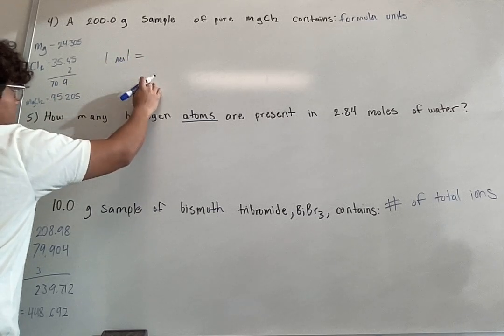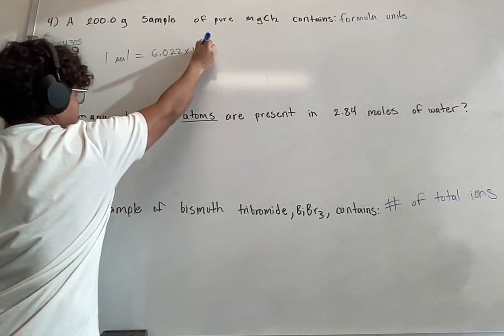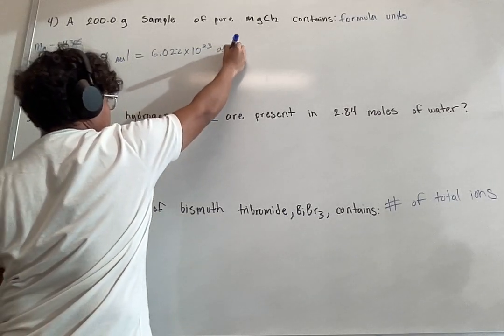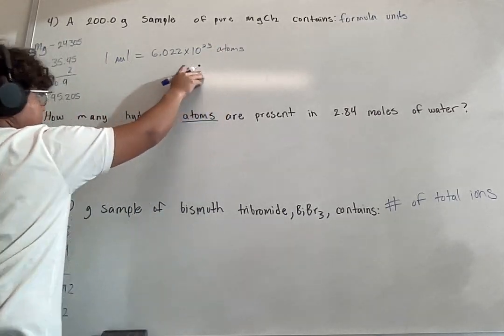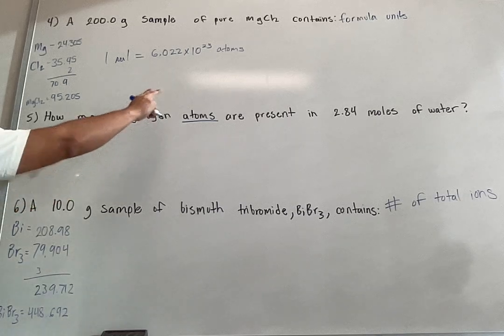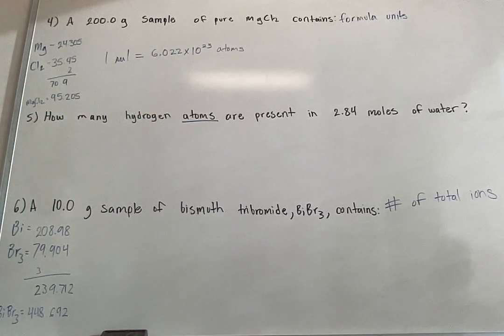So 1 mole is equal to 6.022 times 10 to the 23rd power atoms. So that's how many atoms are in 1 mole. You can have a different number of moles depending on the question. So you would multiply this number times your moles to find out just how many atoms are in that question.